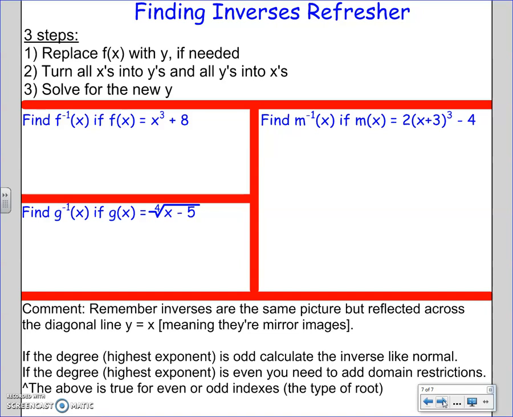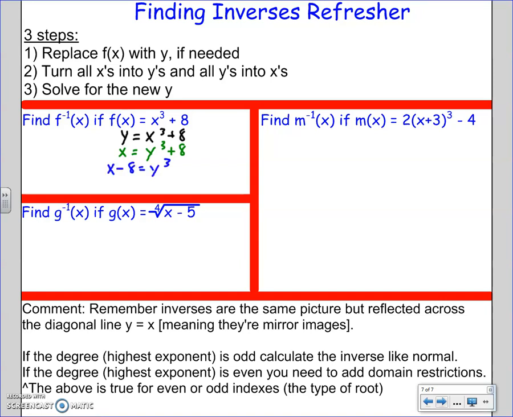cubed plus 8. So I make this y equals, and I'm going to switch x and y. So x equals y to the third power plus 8. Then solve for y. I'm going to subtract 8. So x minus 8 equals y to the third power.